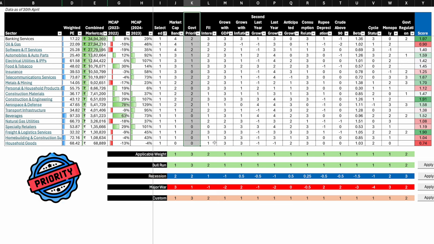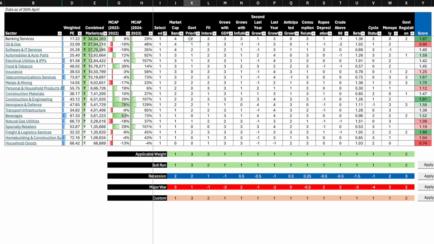Government priority. This is not government spending into the sector, but a measure of whether the government is interested in that sector growing or not. So for example, banking services, this is key for any economy to grow. So government interest is 2 here. Oil and gas, 1. The reason it is 1 and not 2 is there is a lot of thrust on renewable energy right now from the government's perspective.